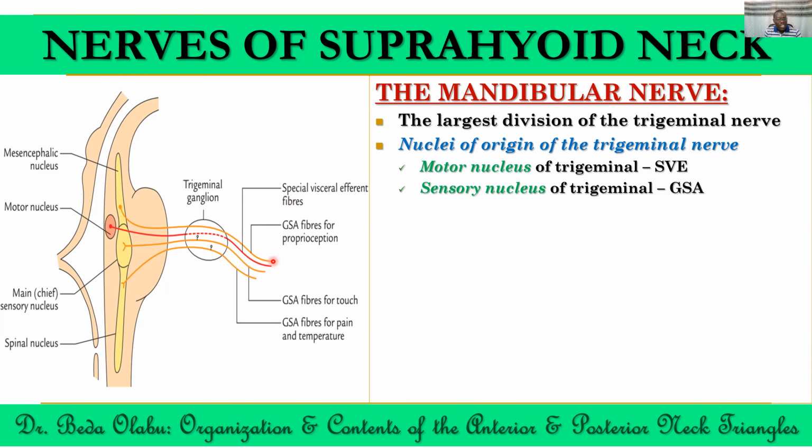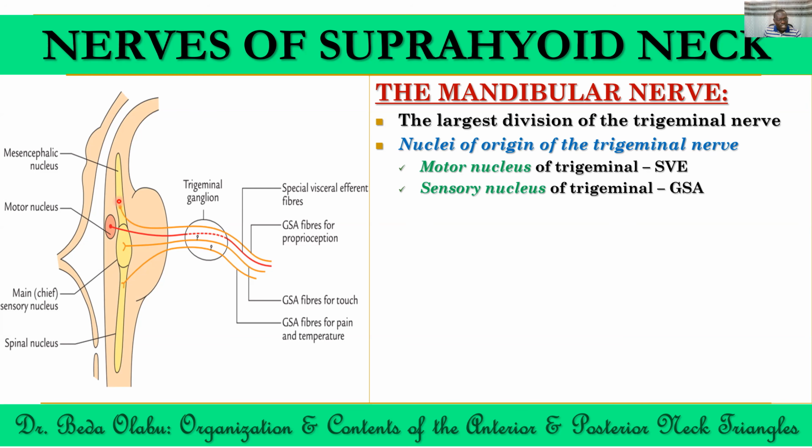Unlike the other sensory nerves, which usually have their cell bodies outside the central nervous system and the central process entering the brainstem, the proprioceptive fibers of the trigeminal nerve, which largely come from the muscles of mastication and extraocular muscles, have their cell bodies within the nucleus, within the brainstem.